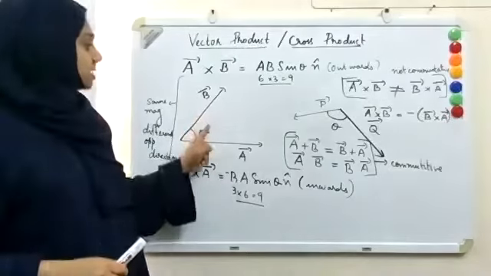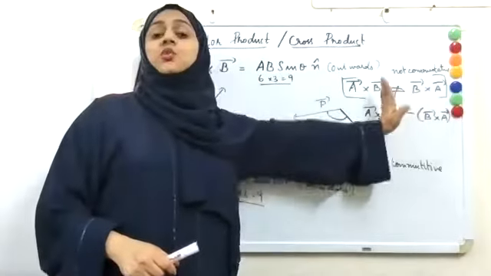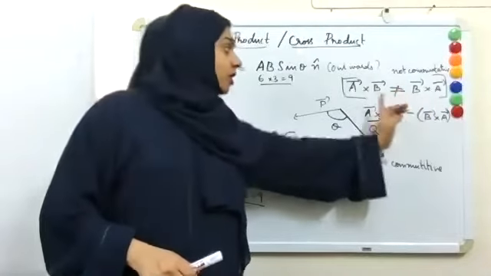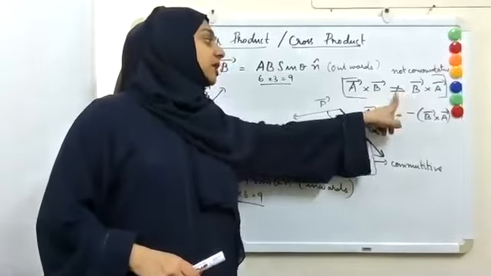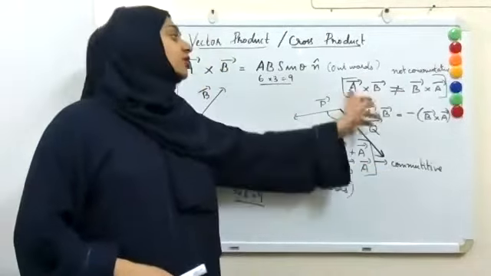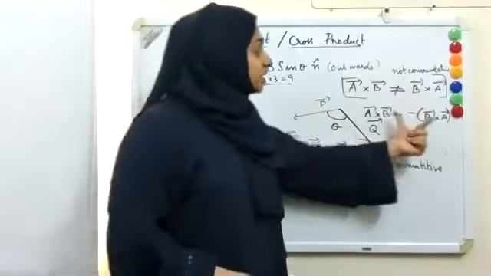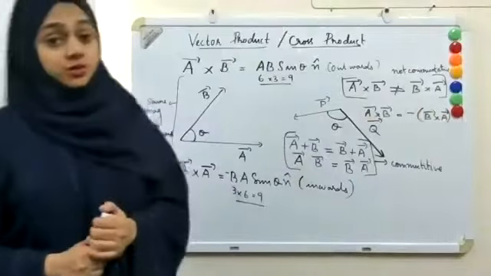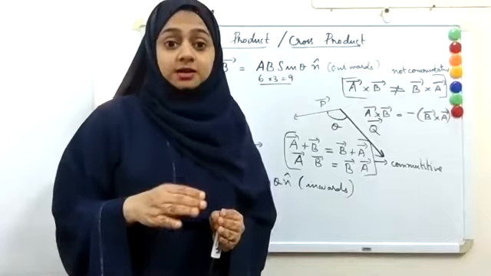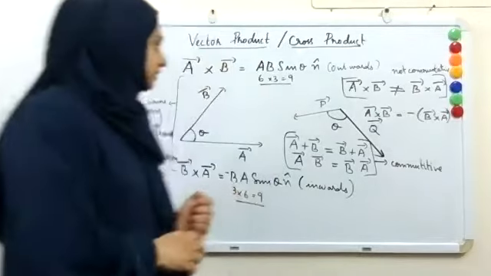And another thing is that A cross B is not equal to B cross A. Therefore, vector multiplication does not obey commutative law. Vector addition, and multiplication if it is scalar, is commutative. If it is vector, it's not commutative. And A cross B is equal to minus of B cross A. And the vector product will always be directed perpendicular to both the vectors.